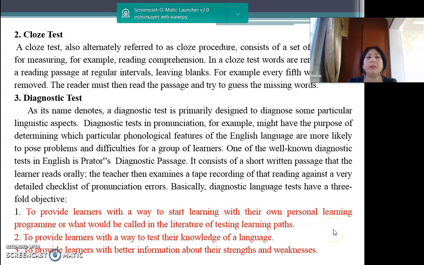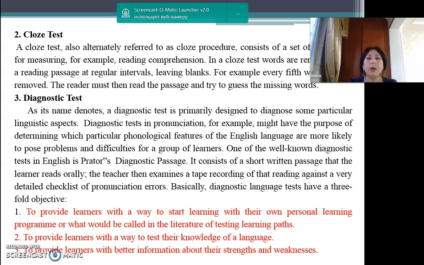The third type is the diagnostic test. As its name denotes, a diagnostic test is primarily designed to diagnose some particular linguistic aspects. Diagnostic tests in pronunciation, for example, might have the purpose of determining which particular phonological features of the English language are more likely to pose problems and difficulties for a group of learners.